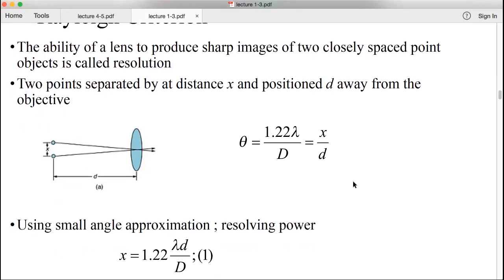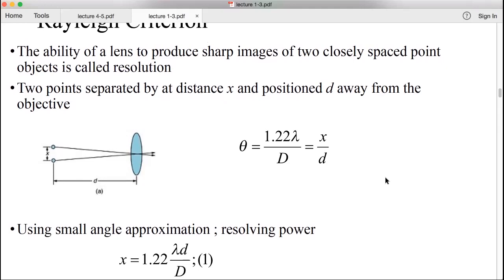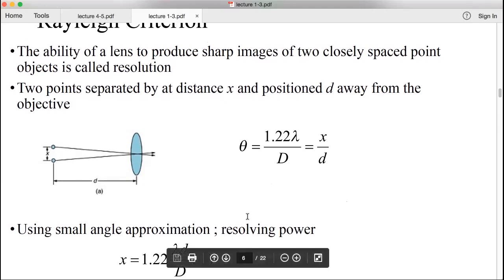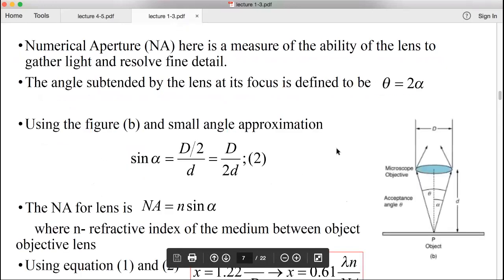And x is how far the objects are from each other. Right, so to get an idea about the capital D and lambda, we'll go to the next slide.